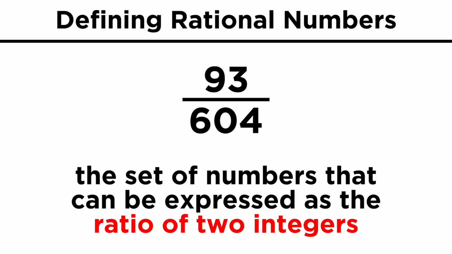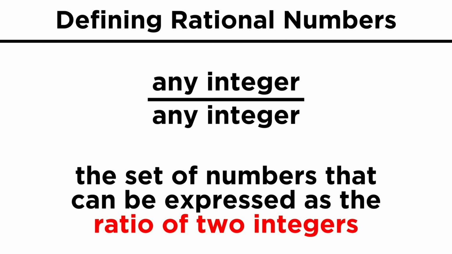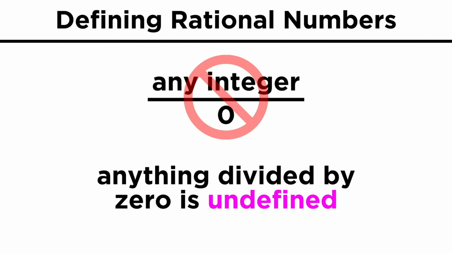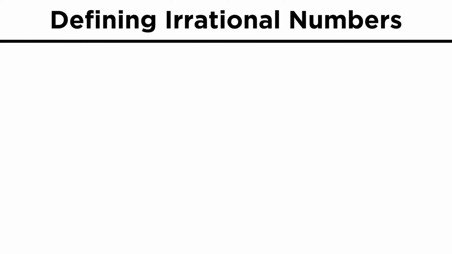3/2, 93/604. You just make a fraction, put any integer on top and any integer on the bottom, and you've got a rational number. The number on the bottom can also be 1, so all the integers themselves qualify as rational numbers. The only number that can't go on the bottom is 0, as that will yield a value that is undefined. Now, what are these irrational numbers?